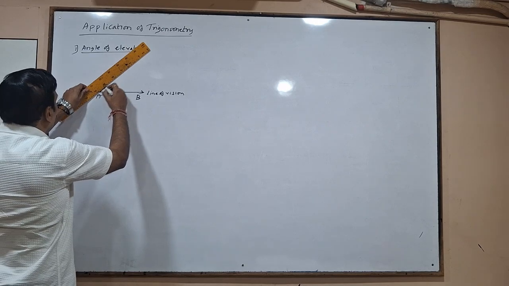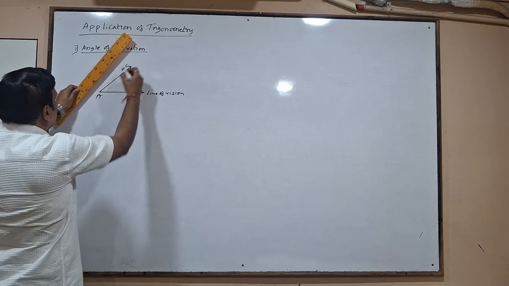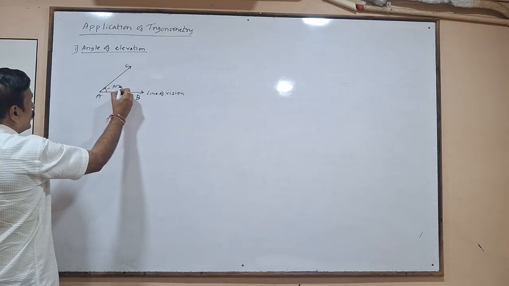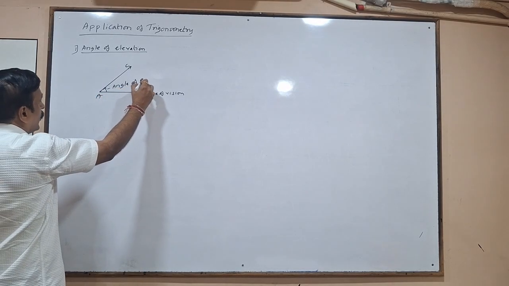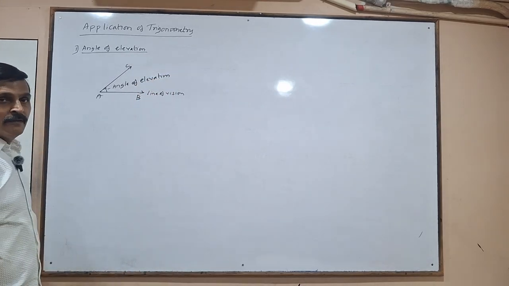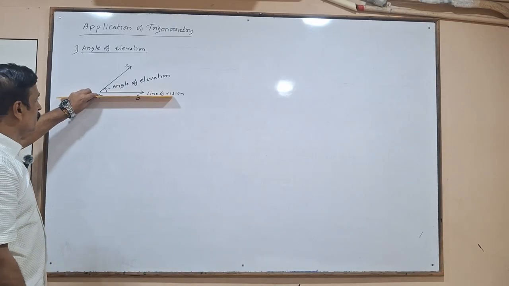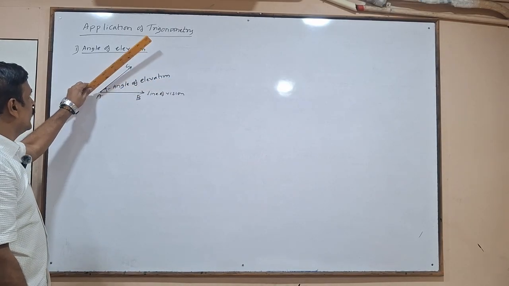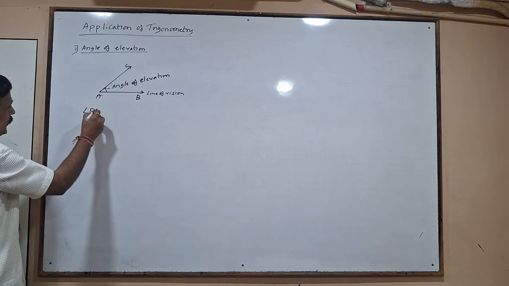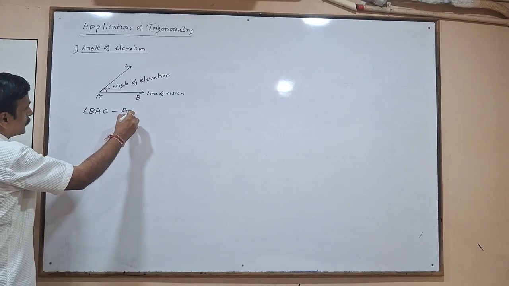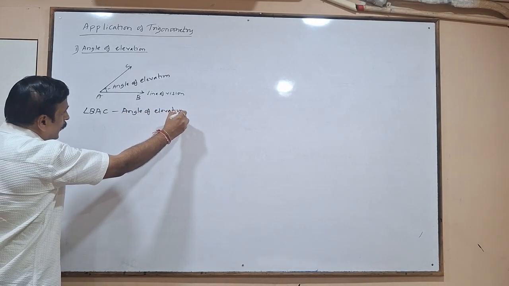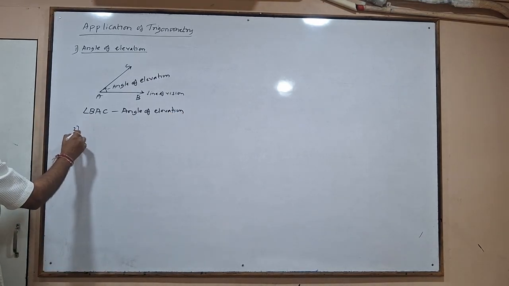I am going to elevate. So this angle which is formed is called angle of elevation. So this was my initial line of vision. It has moved to this. So angle BAC is angle of elevation.